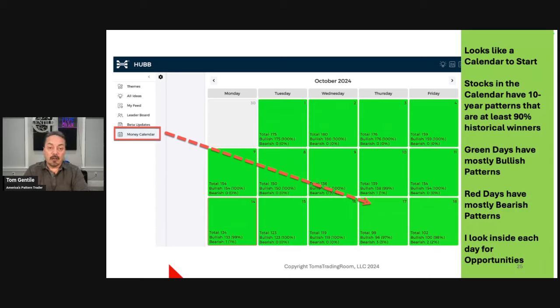Now, we also color code the calendar. Green days, when I see green on the screen, it tells me I have more bullish patterns than bearish. If I see red on the screen, I see a lot more bearish than bullish. And if it's yellow, it's somewhere in the middle. If you look at the calendar I have up right now, this is October, the first 3 weeks. And here we are coming into week 3. It's all bullish. You know, some of you might be thinking, but I thought October was a bearish month, Tom.